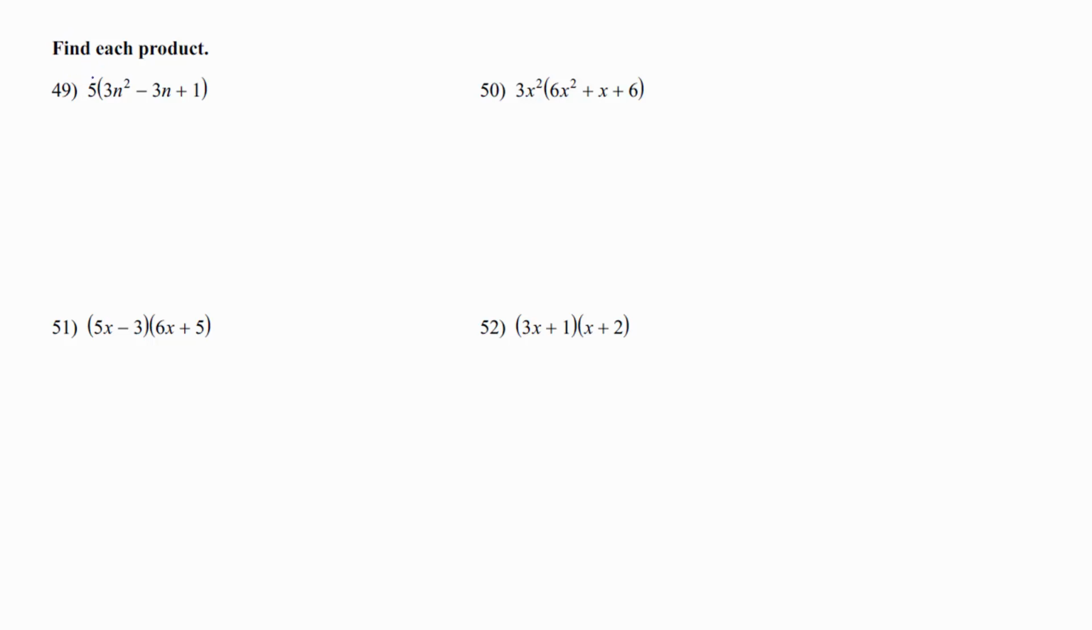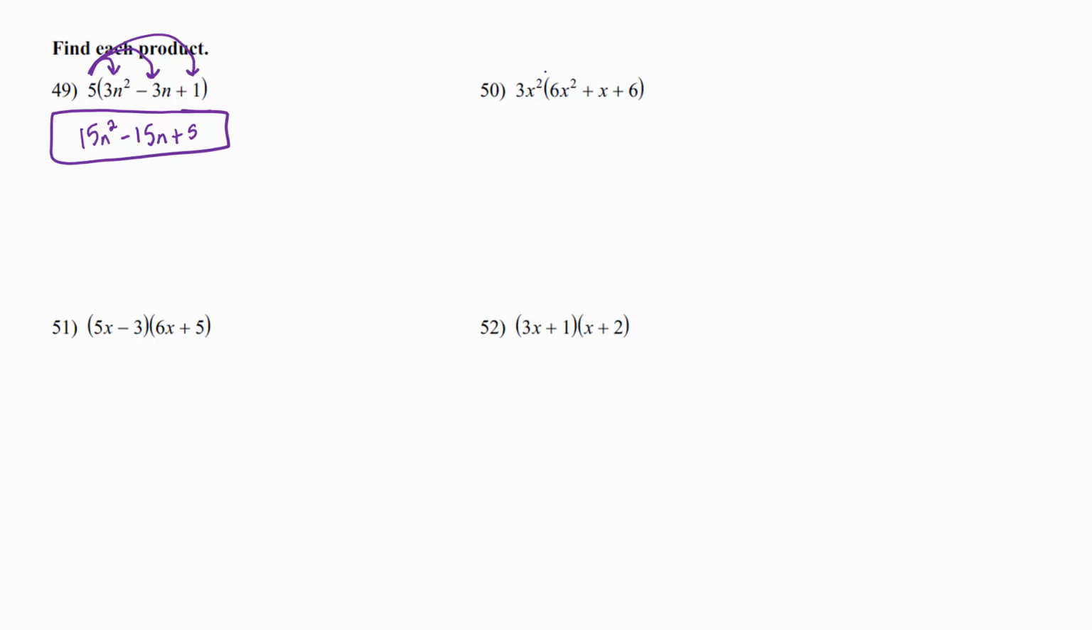So here where we've got 5 times this trinomial, we're going to use the distributive property, which means we're going to do 5 times 3n squared, which is 15n squared, and then 5 times negative 3n, which is negative 15n. Notice, since I don't have an n out here, I just have 5. It just changes the numbers. It doesn't change the n's at all. And then 5 times 1, which is 5. And that's all we have to do, because we are finding the product.